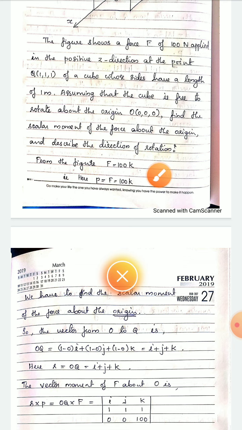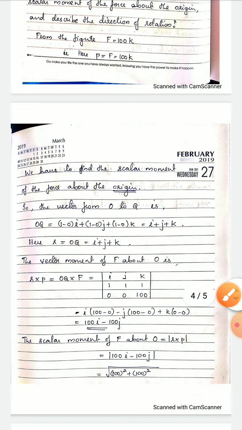So the scalar moment: P is the force. The force is given as 100 Newton. From the figure, F is equal to 100k, so in vector notation it is given, and the unit is Newton. So here P is equal to F, that is equal to 100k. We have to find the scalar moment of the force about the origin.